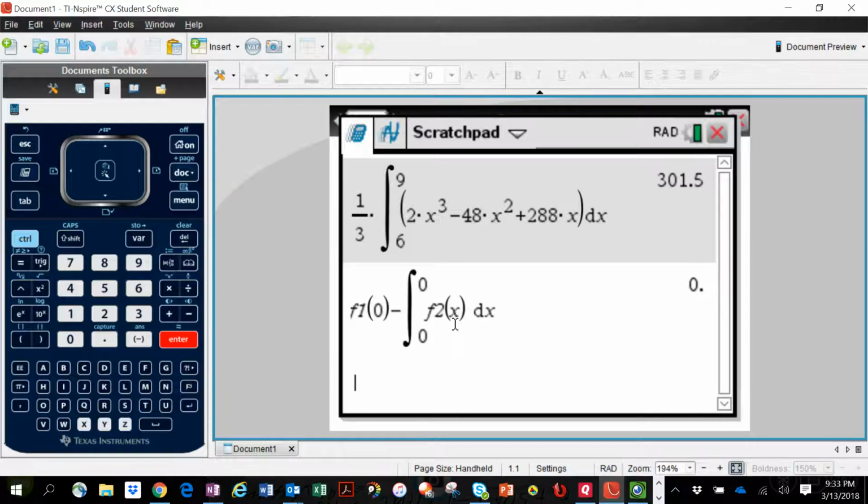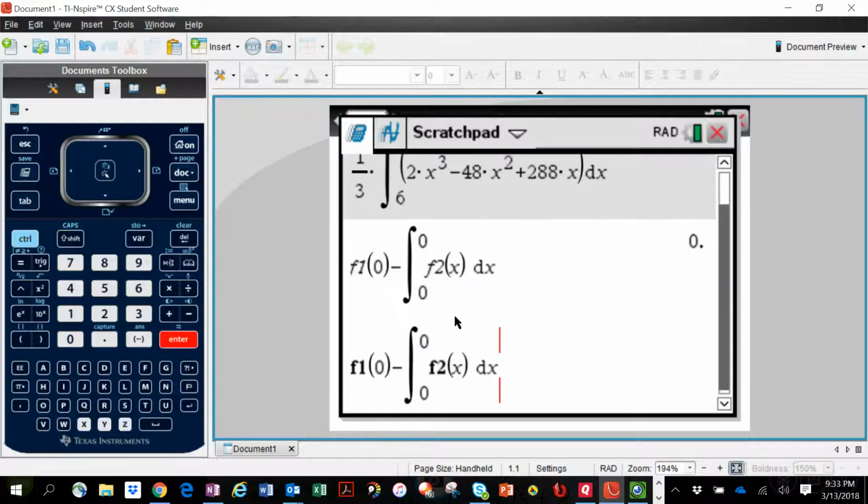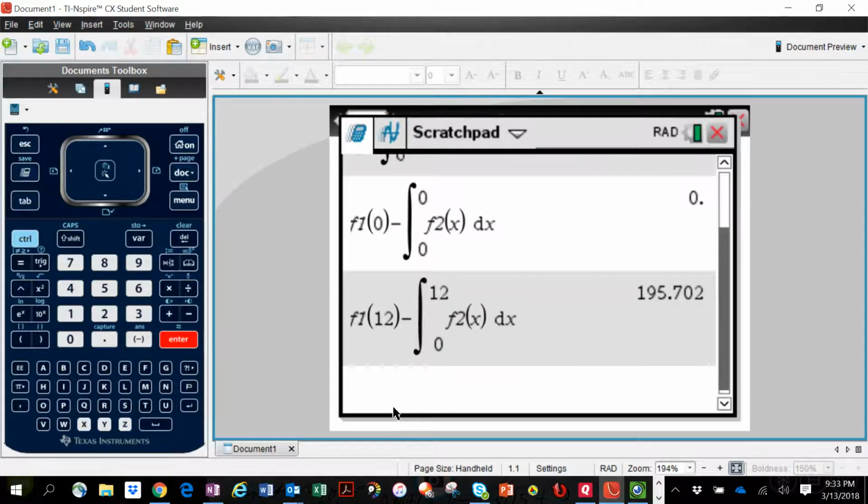I need to now evaluate the number of people in the store at time t equals 12. Well, to make life a little bit easier, I'm going to go up, select this, and hit enter. This is the copy-paste feature on the calculator. I'm going to evaluate the original function at 12, and I'm going to change my upper limit to 12 and hit enter. And that 195.702, that's the number of people in the store at time t equals 12. We also had that value from before.